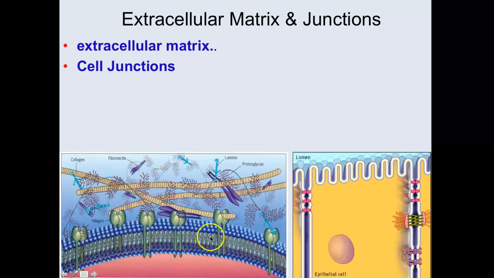So the cells that you have in your body are going to be anchored to things outside of it. And that stuff on the outside is the extracellular matrix. Okay, so just know the definition. It's what's outside the cell.